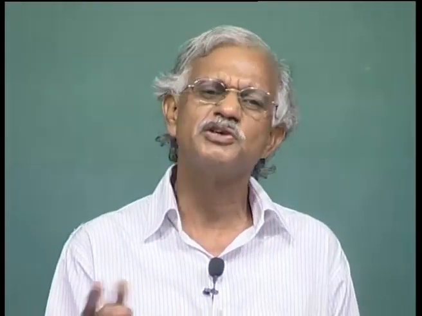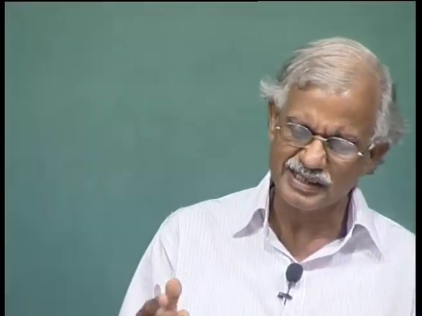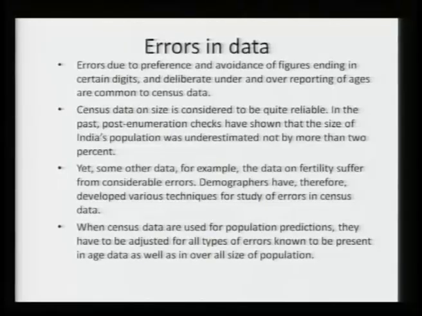In age group 5 to 10, there is generally an over enumeration, but 0 to 10 is more or less okay. Demographers have shown what kind of errors creep in census data and how they can be adjusted for errors. In the past, post enumeration checks have shown that the size of India's population was underestimated by about 2%. Despite corruption and everything, census figures of India are believed to be quite accurate, and post enumeration check also shows that there is not more error than say 2% in any census.